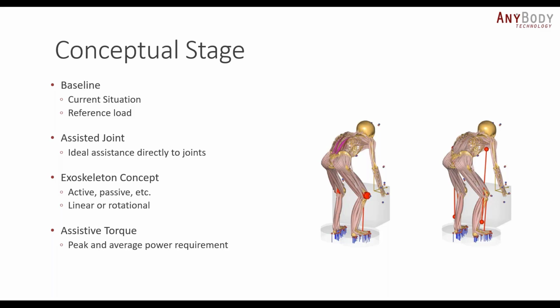Once you have identified a target, you would try to find the best way to assist your activity. That can be done by applying ideal assistance directly to different joints and looking at different functions, different combinations of assistance and so on, and try to find which is the best way to assist this activity. Then once that is done, you would probably want to move on to making a concept around this exoskeleton. So you're probably trying to understand whether active assistance or passive assistance is the best way to go about it. What kind of an actuation? Should it be a linear actuator or a rotational actuator? And then come to some design specifications such as peak and average power requirement or stiffness constant for passive assistance.